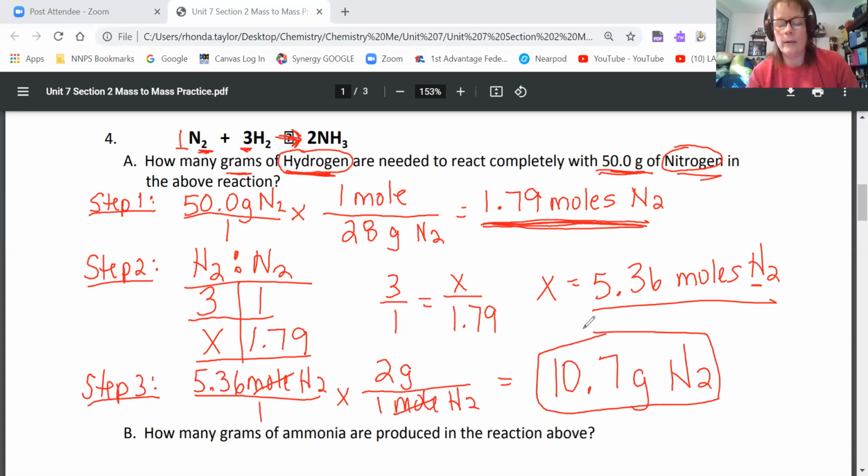I think some people got a slightly different decimal, like 10.5 or whatever. It just depends on, you know, how well you're rounding those atomic masses. But if you got in the ballpark of 10.7, 10.6, 10.5, you'll be fine.